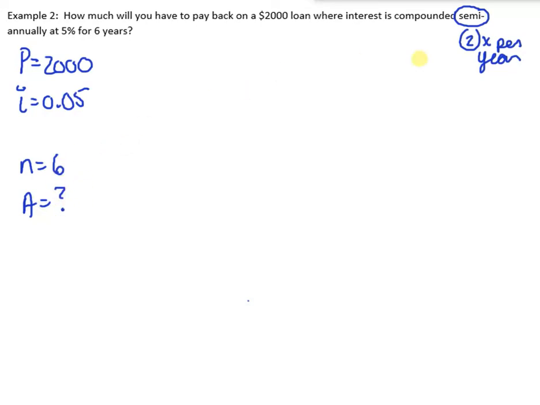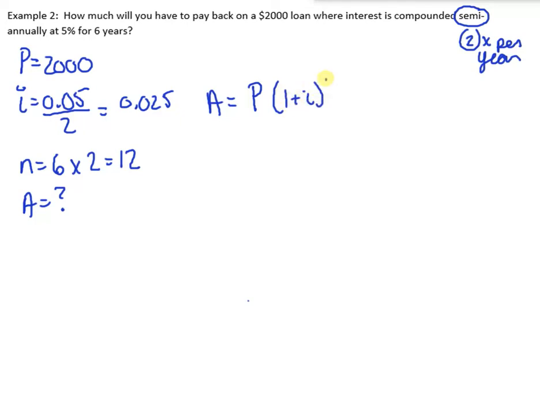Okay, so here's the thing. This 2 times a year, what this is going to do is it's going to split up that interest, because they're not going to pay you 5% twice a year. They're going to pay you 0.025, so 2.5%, but it's going to be 2 times a year. So in 6 years, there's not going to be 6 compounding periods. There's actually going to be 12. So we have to divide the interest and multiply the number of years by the number of compounding periods per year. And then the formula gets a little bit more messy, but that's okay.